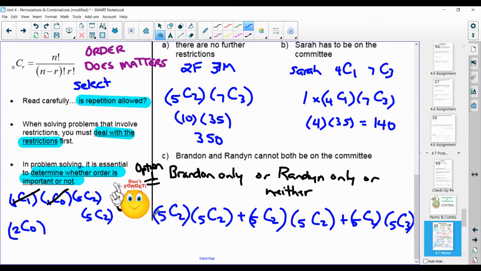And so if we multiply this all out, 5 choose 2 is 10. 10 and 10. Now you might be wondering, well, wait a minute.